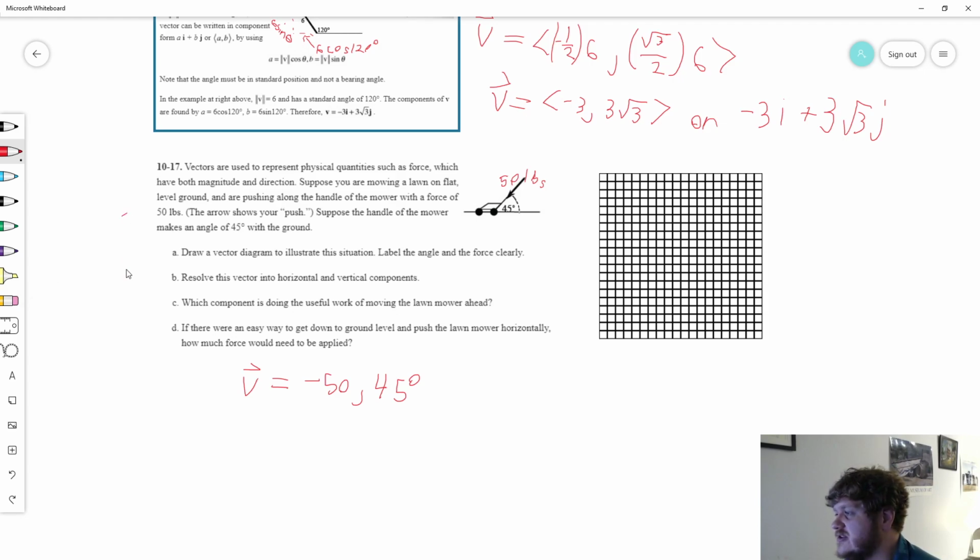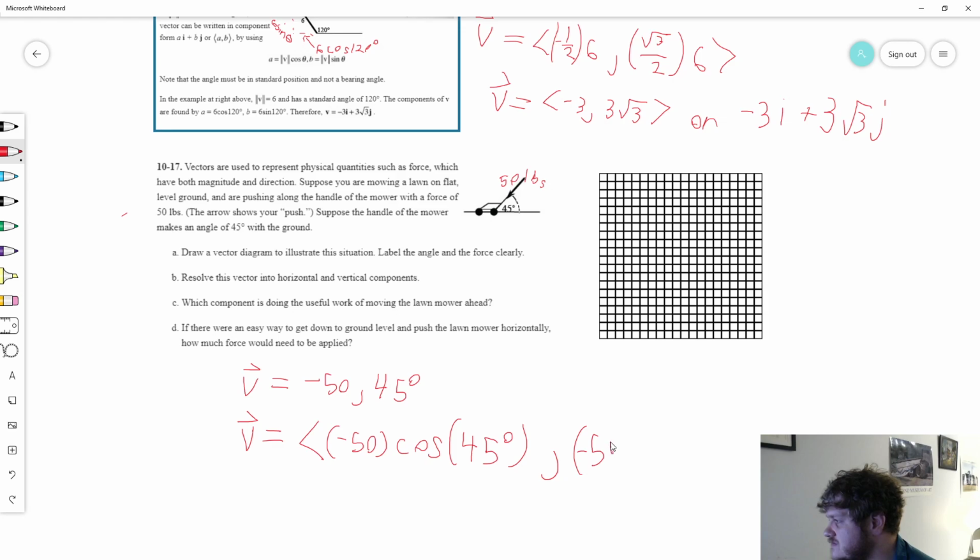So now we need to resolve it into horizontal and vertical components. What we could do is we have v equals, we'll do negative 50 times, and since this is the x part, we'll take the cosine of this angle, 45 degrees, comma, and then with the next one, we will do, once again, the magnitude, which is negative 50, times, and since we're in the y coordinates, we take the sine of 45 degrees.